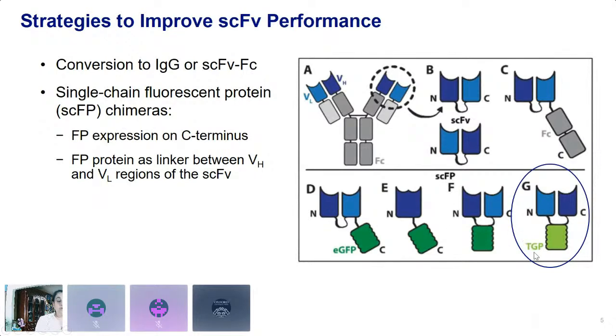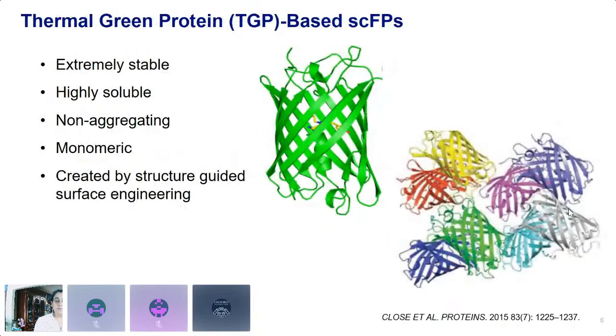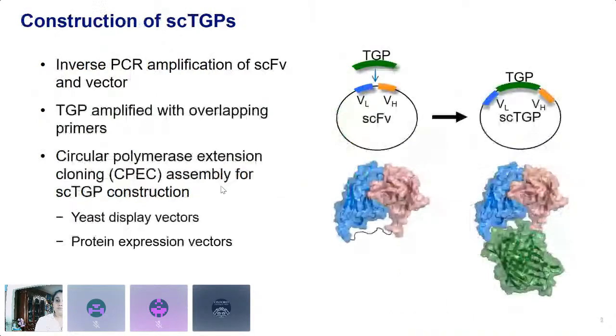In our work, we use thermal green protein, or TGP, as a linker between the VL and VH region of the scFv. The TGP was engineered in our laboratory, and based on the crystal structures in the study we did, we know that this is an extremely stable, highly soluble, non-aggregating, and monomeric protein. And we hypothesized that this protein would be a very suitable fluorescent protein to try the scFP format.